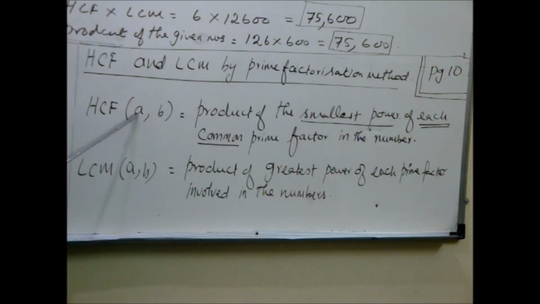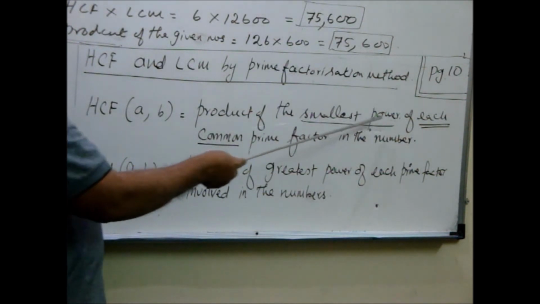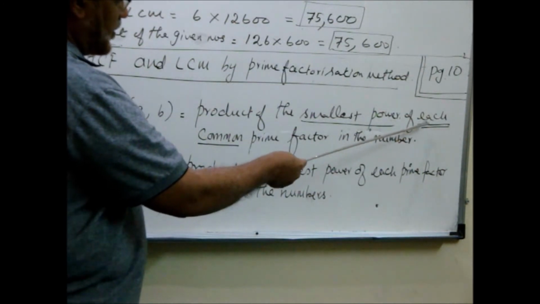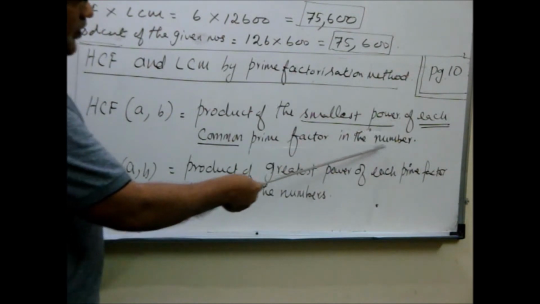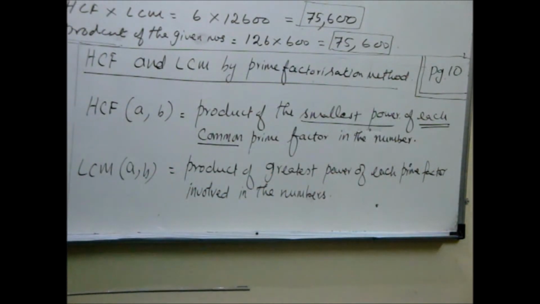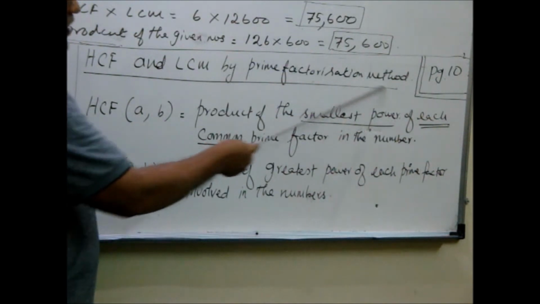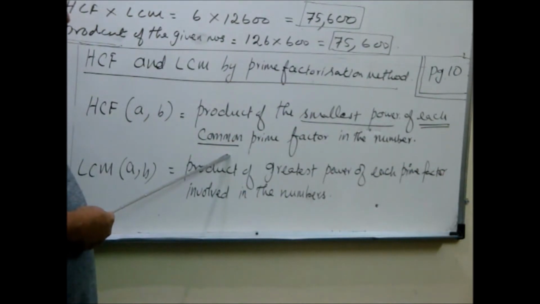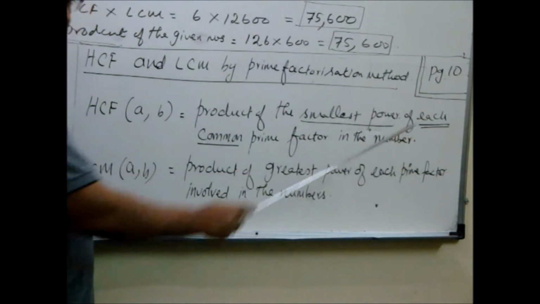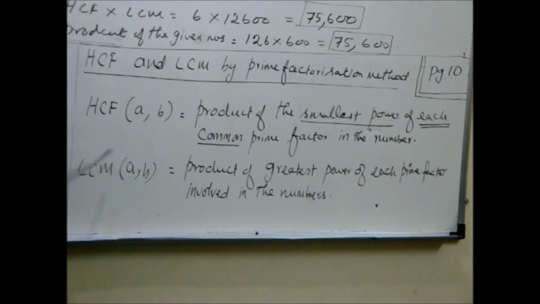The HCF of two numbers, positive integers A and B, I take two numbers A and B, is the product of the smallest power of each common prime factor involved in the two numbers. With an example it will be more clear. Okay, let us come to LCM.